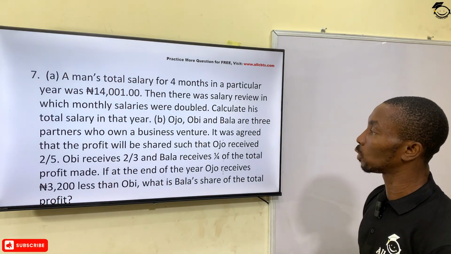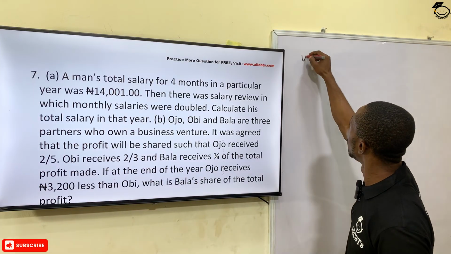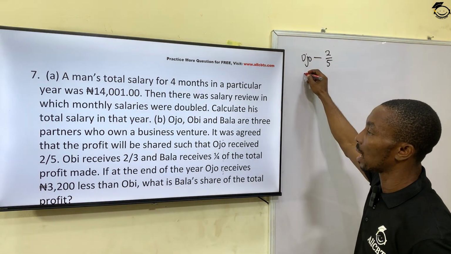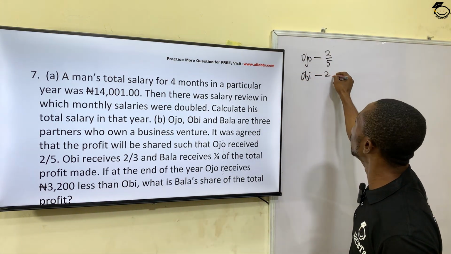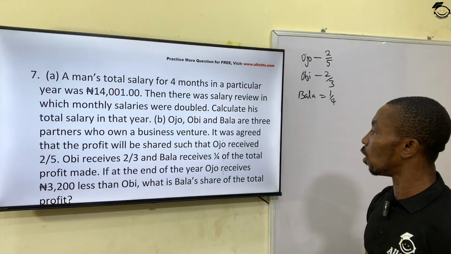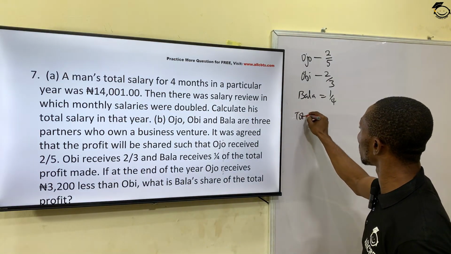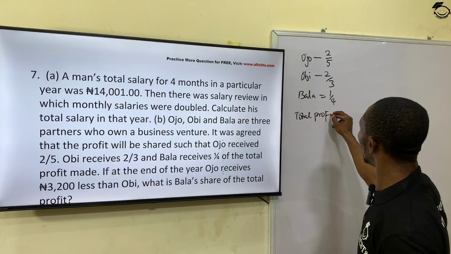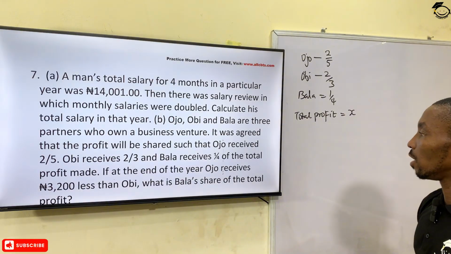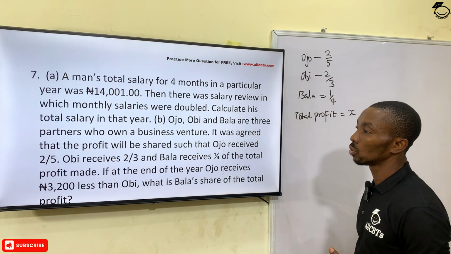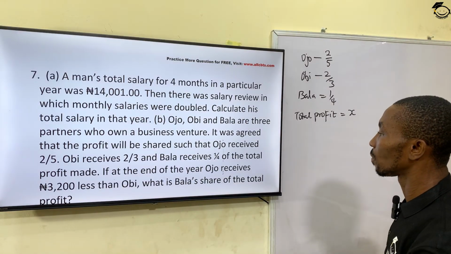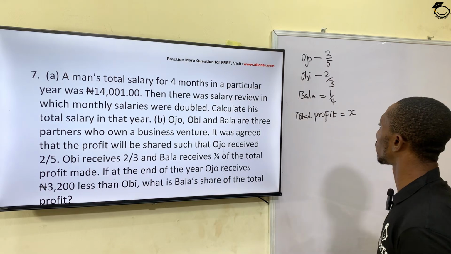Obi, Ojo, and Bala are 3 partners who own a business venture. It was agreed that the profit will be shared such that Ojo received 2/5 of the total profit, Obi would receive 2/3, while Bala would receive 1/4 of the total profit. Let's call our total profit X. Now, if at the end of the year, Ojo receives 3,200 less than Obi, what is Bala's share of the total profit?